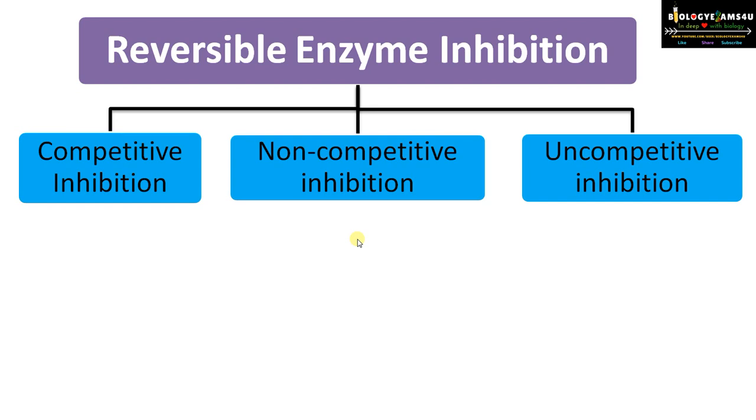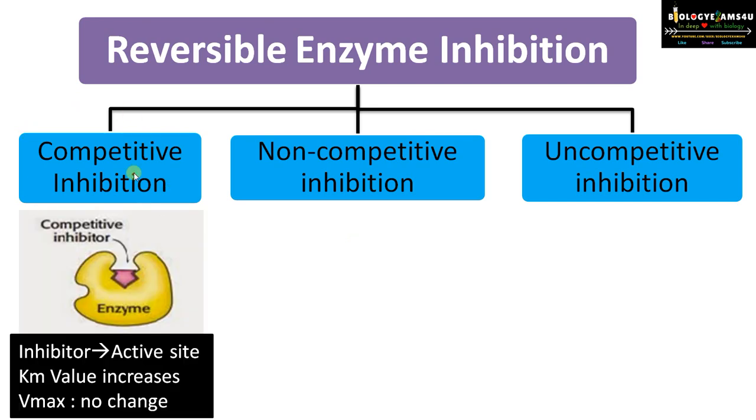Today we are having a very short 3-minute concept video on reversible enzyme inhibition. There are 3 types of reversible enzyme inhibition: competitive inhibition, non-competitive inhibition, and uncompetitive inhibition. In the case of reversible inhibition, it is so called as the effect of inhibitor can be reversed by adding more substrate or by adding some reactivators.